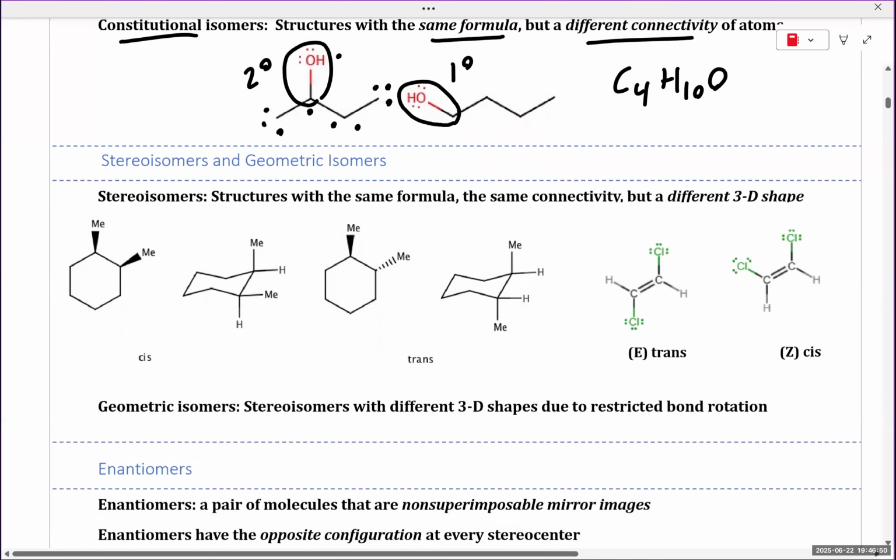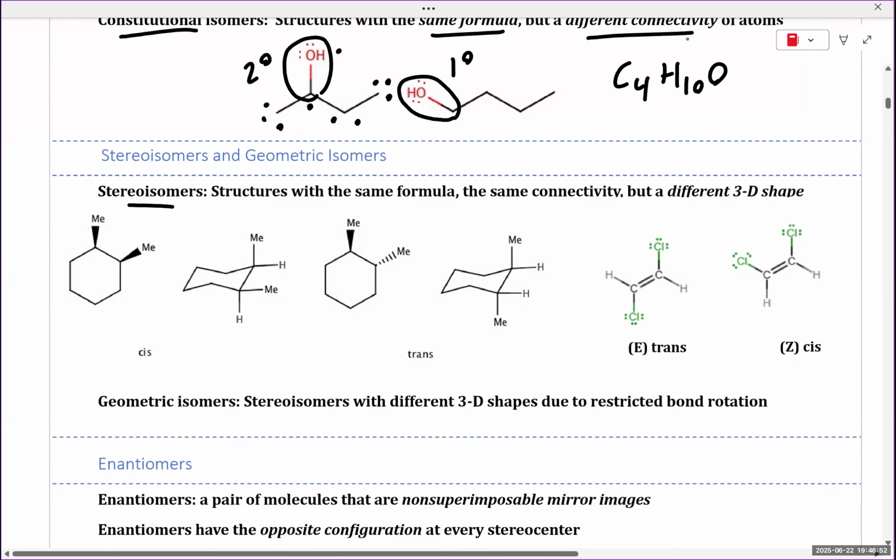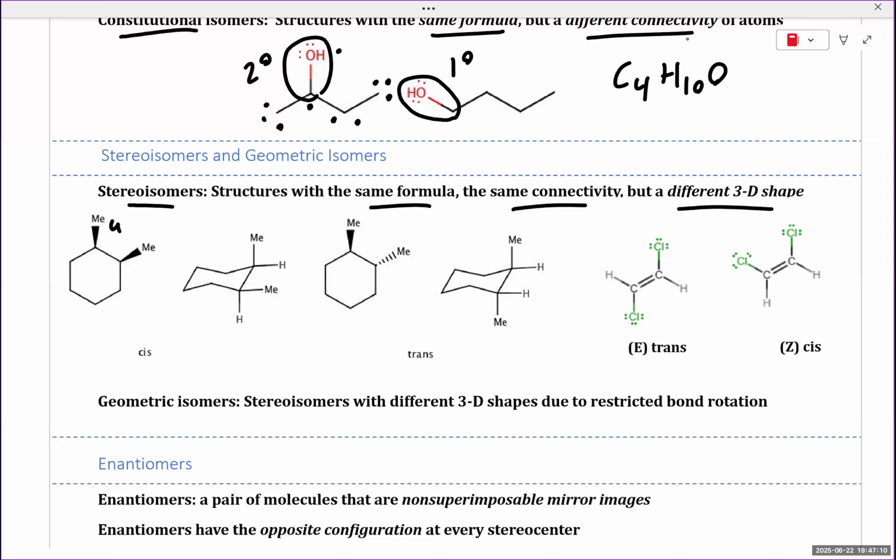Stereoisomers and geometric isomers are pretty interesting. Stereoisomers are structures with the same formula, the same connectivity, but a different three-dimensional shape. An example of stereoisomers that we have seen before are cis and trans stereoisomers of substituted cyclohexanes. In this case, in one stereoisomer, both of the methyl groups are wedged, pointing up, while in the second stereoisomer, one methyl group is pointing up, while the other methyl group is pointing down.